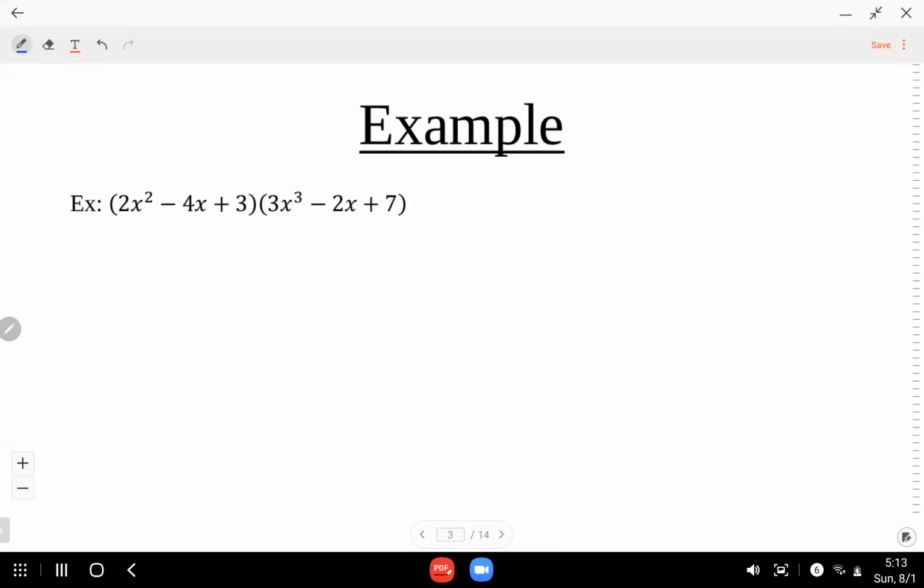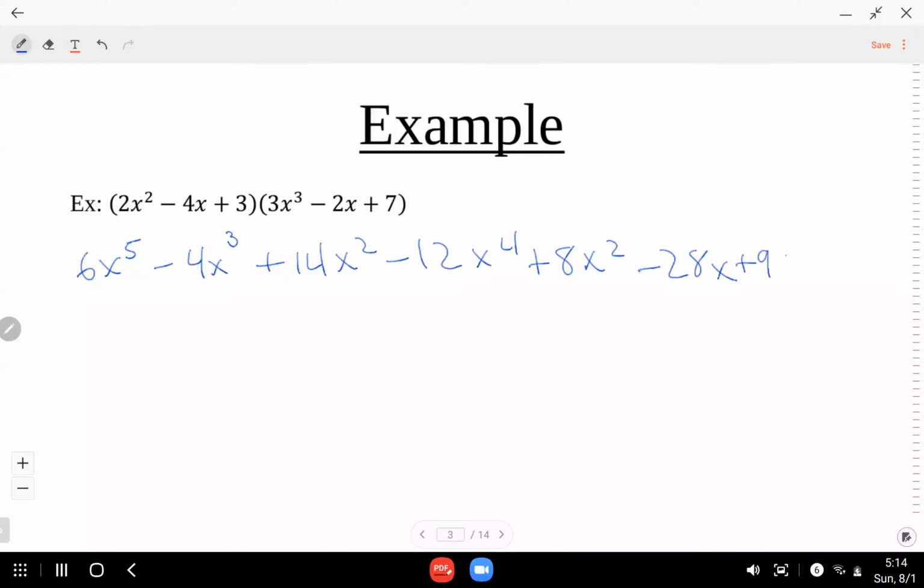So let's do that. Okay, so 6x to the fifth, you're just going to multiply them. And remember, when you're multiplying exponents with the same base, add the exponents. So let's do that. Okay, negative 4x to the third, plus 14x squared minus 12x to the fourth, plus 8x squared minus 28x. All right, plus 9x to the third minus 6x plus 21.